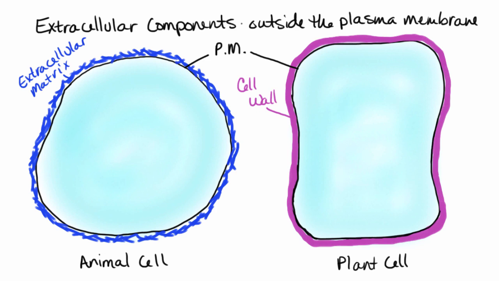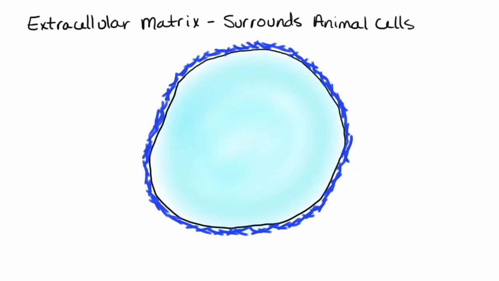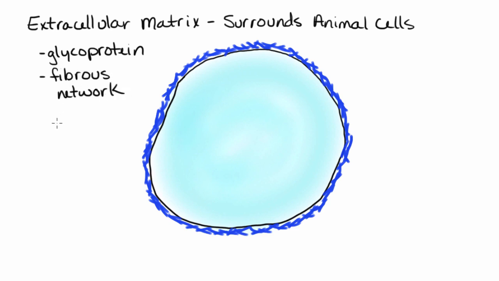We'll talk about what type of molecules compose it, and then what role it's going to play for the overall cell. If we look at the animal cell, we've got the extracellular matrix. This is going to surround pretty much all animal cells. As far as the type of molecule that this is made of, it is going to be glycoproteins. And when we refer to glycoproteins, what that's really saying is that we've got proteins with sugars attached to them, and this is going to form really a fibrous network around the cell.